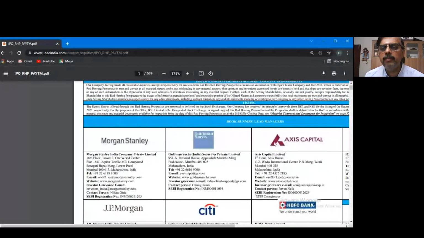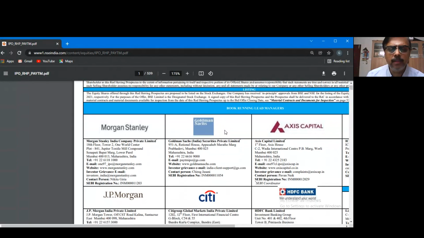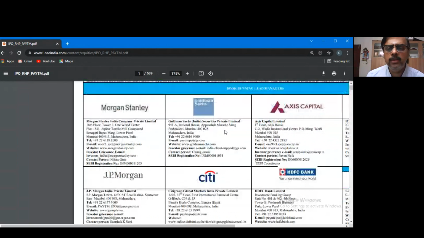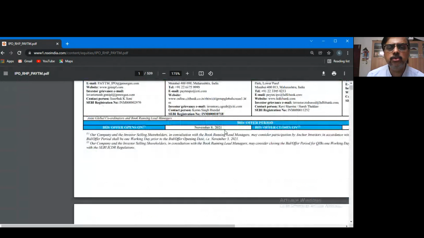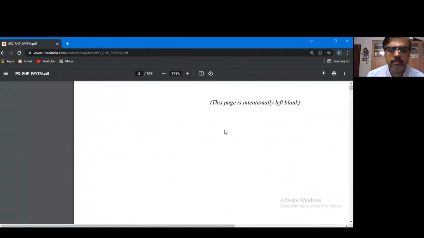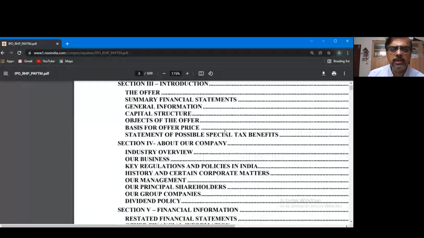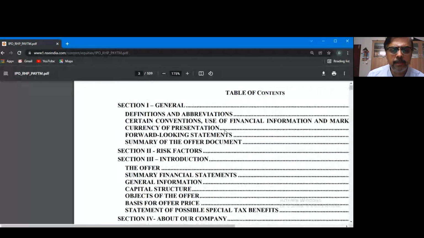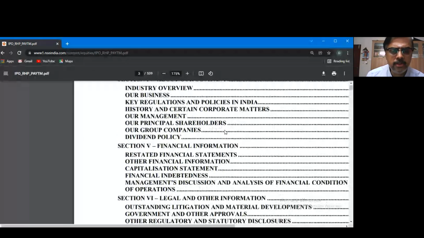These are all the book running lead managers, the people who actually manage the issue of shares. As I said, ACS students in particular, you have this as part of your capital market syllabus, Group 2, Module 2 paper. These are all the people behind the public issue of shares of Paytm, the book running lead managers. You have bankers and so on. The issue opened on November 8th. It is called a bidding mechanism. Now, very important, when I said book building, look at this. This has so much information about the company. That is why it's a prospectus.